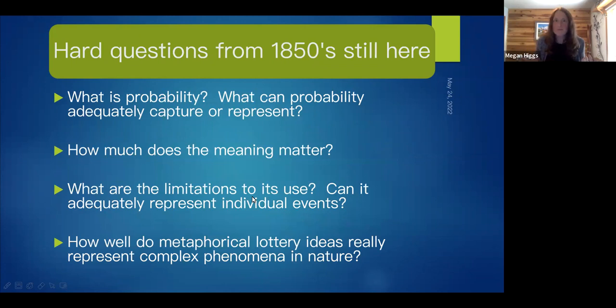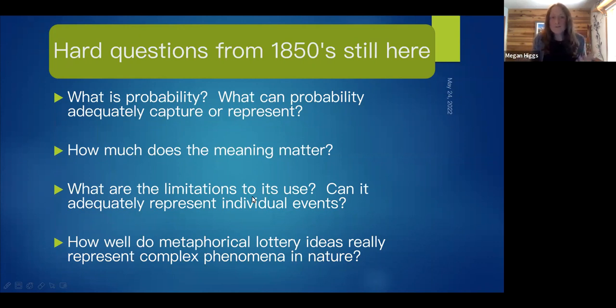Like, what really is probability? What can probability actually capture or represent? How much does that meaning even matter? What are the limitations to its use? One big thing that's coming up more today is, can it adequately represent individual events? This is getting a little bit more press or spotlight among statisticians because of precision-based medicine and trying to get these more individual-based inferences.